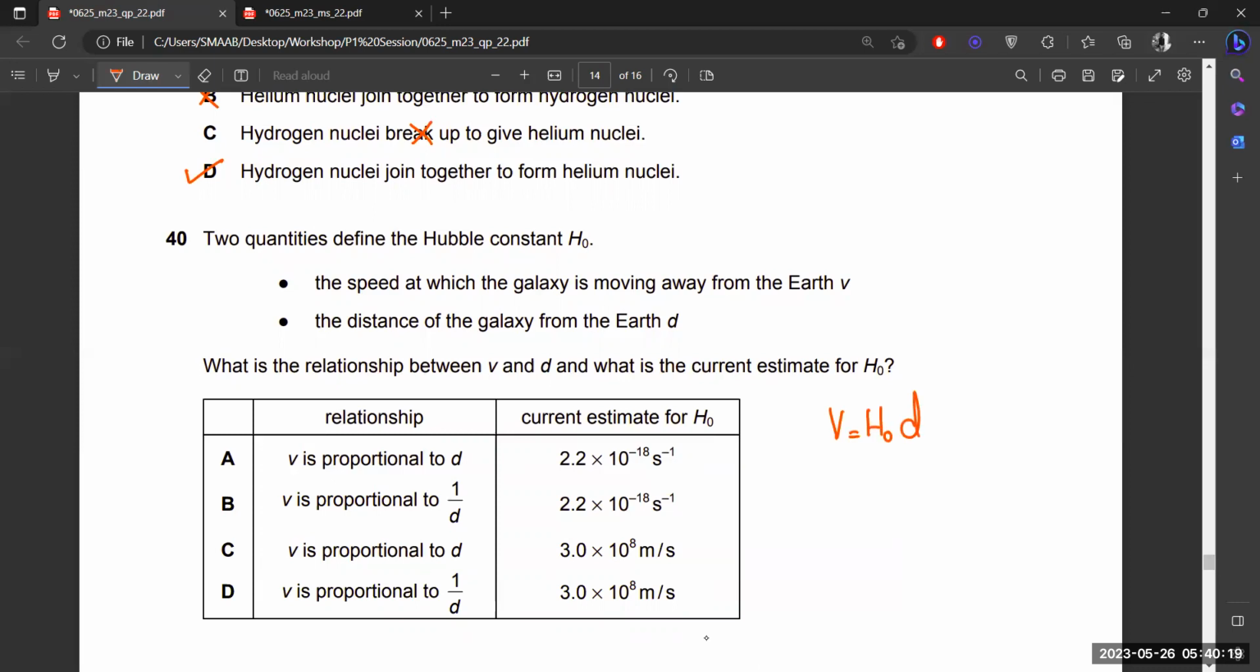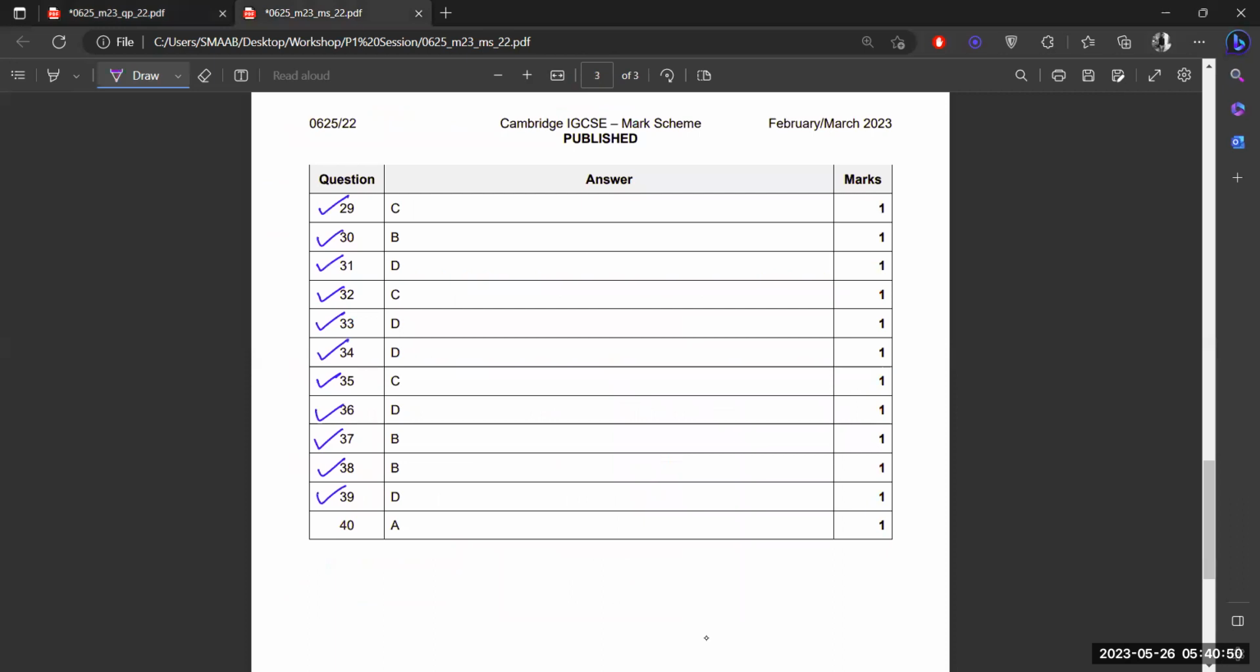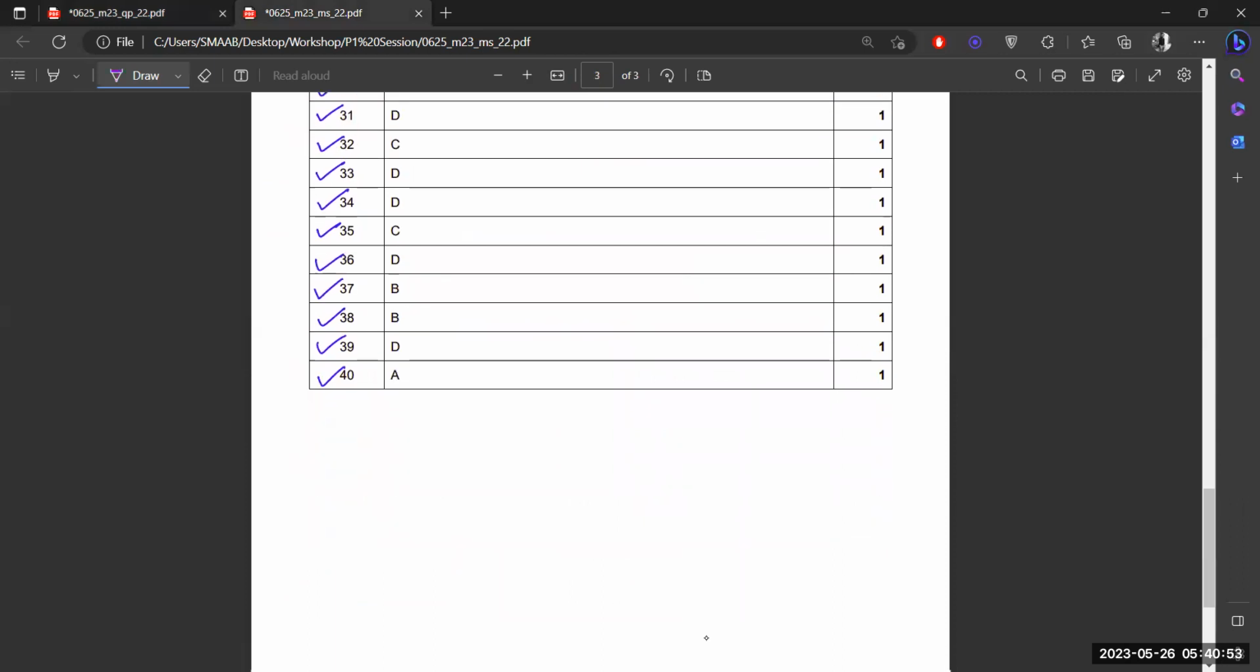So basically V is directly proportional to D, and the value of H naught is 2.2 times 10 to the power minus 8. That is the current estimate for H naught, because this relation is used to find the distance of galaxies from the Earth. So that is a constant, fixed value. The question is very simple and related to the formula V equals H naught D. So V is directly proportional to D because H naught is constant. So A is the right option. Yes, A is the right option.